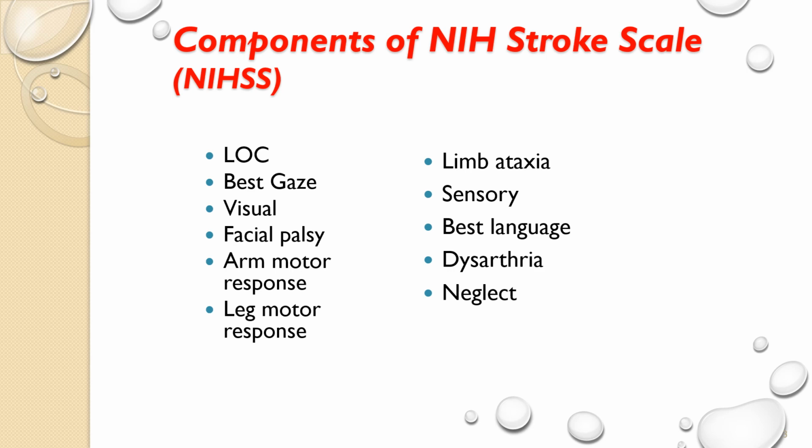Leg motor response. Limb ataxia, is everything moving normally, or is there one side not moving? Or is it moving weirdly, stiffly? Sensory, can they feel everything? Is there any numbness or tingling anywhere? Their best language, dysarthria or neglect.